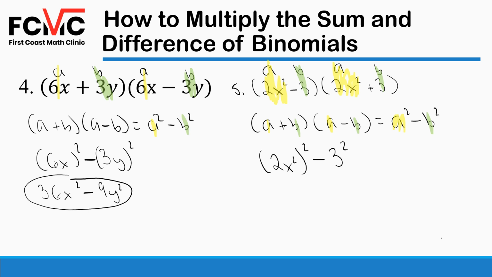Now when we square this, we're going to square the 2, so it's going to give us 4. And we've got to square the x squared. So we've got a power to a power, and with a power to a power, we're going to multiply those exponents. So it's going to give us x to the 4th. So 4x to the 4th minus 9. So that's going to be our answer for an example like number 5. Okay? So this video was on how to multiply the sum and difference of binomials.